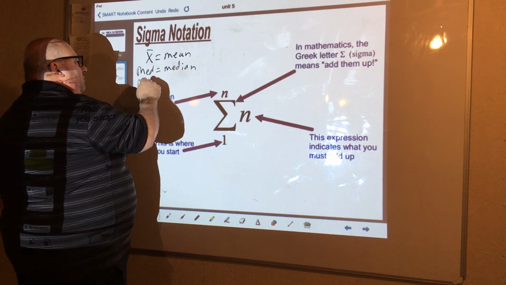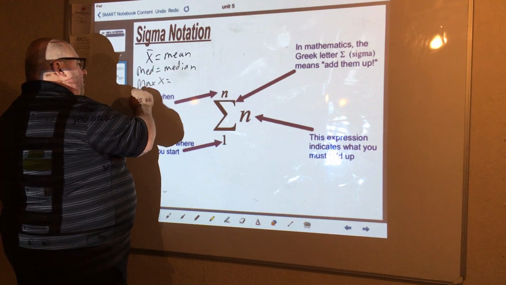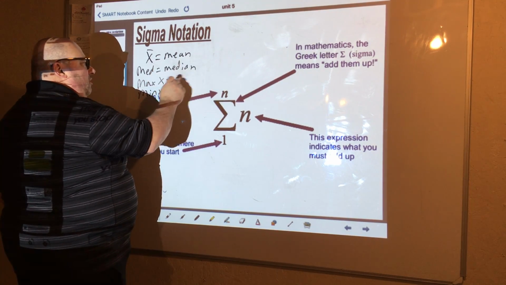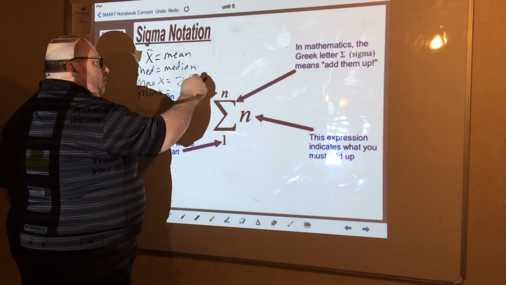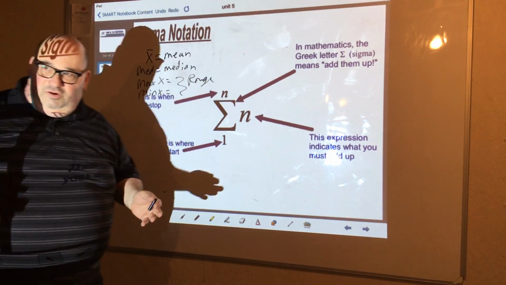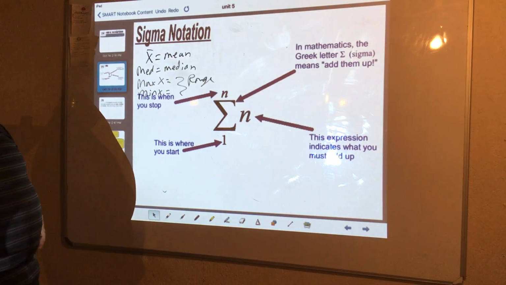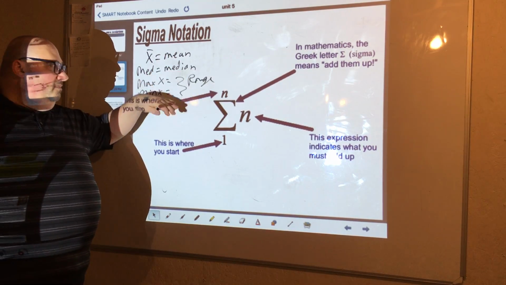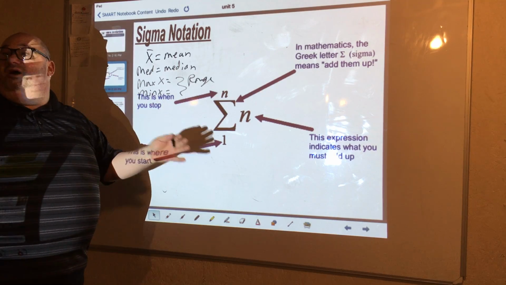Our max x and our min x, we use both of these to find our range by taking the maximum minus the minimum. And we use that to create our frequency tables by dividing the maximum minus the minimum by 10 sections.